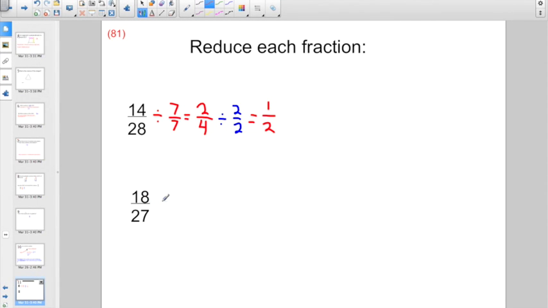I will pick the greatest common factor for real this time, which is going to be 9. I'm going to divide the numerator of 18 by 9, the denominator of 27 by 9. Numerator divided by numerator. 18 divided by 9, that's going to give us 2. 27 divided by 9, that's going to give us 3. So you always want to strive to find the greatest common factor, but if you make a mistake, just keep dividing.